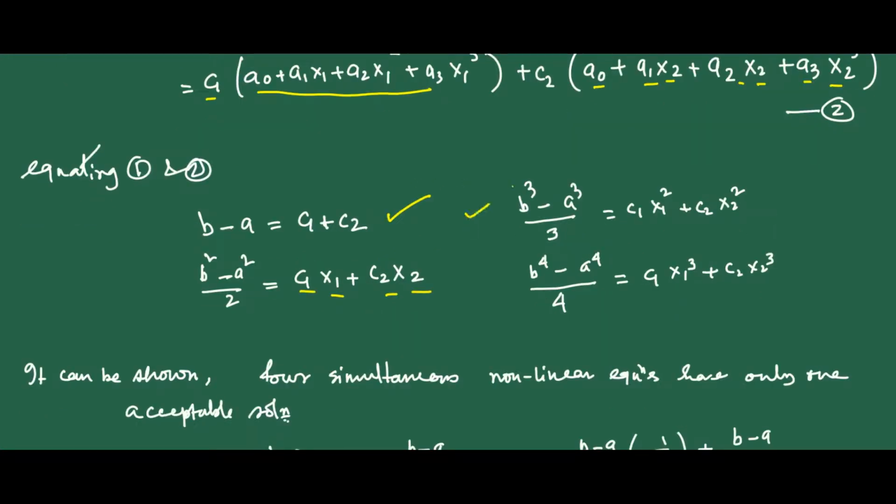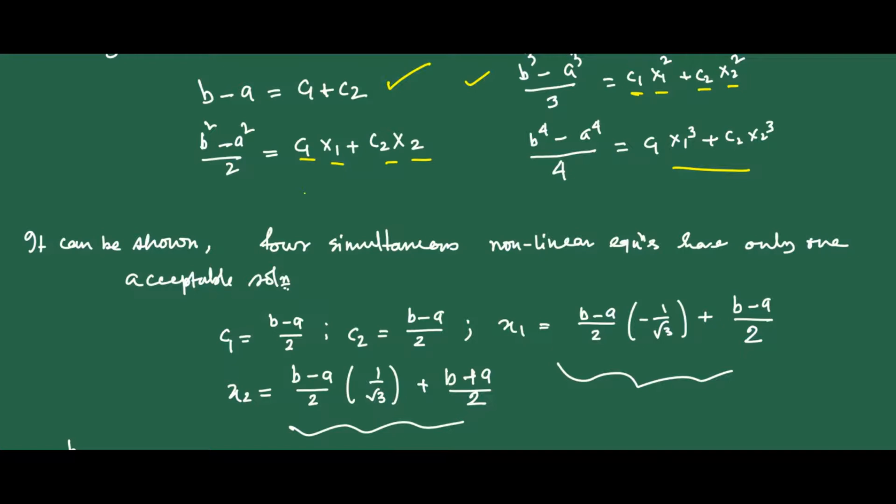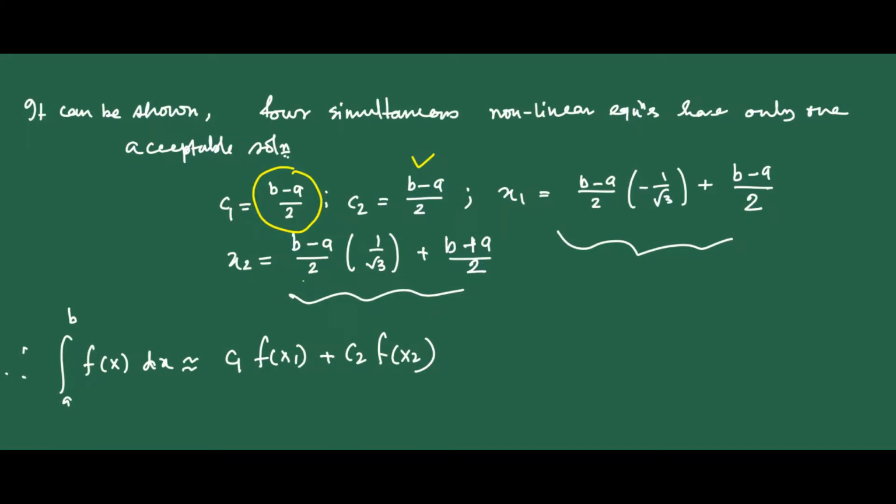As homework, calculate this: (b cube minus a cube) by 3 is c1 x1 square plus c2 x2 square, and b to the power 4 minus a to the power 4, divided by 4, is similar. It can be shown that the 4 simultaneous nonlinear equations have only one acceptable solution. C1 can be written as (b minus a) by 2, and C2 can also be written as (b minus a) by 2, and X1 and X2 can be written in this way.